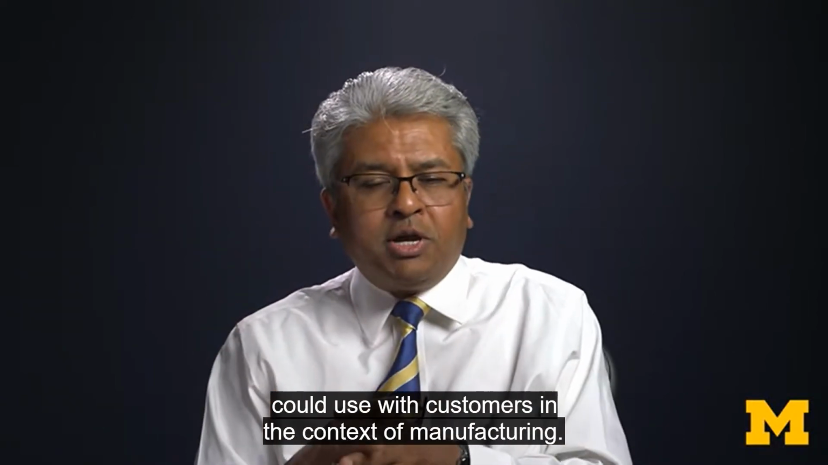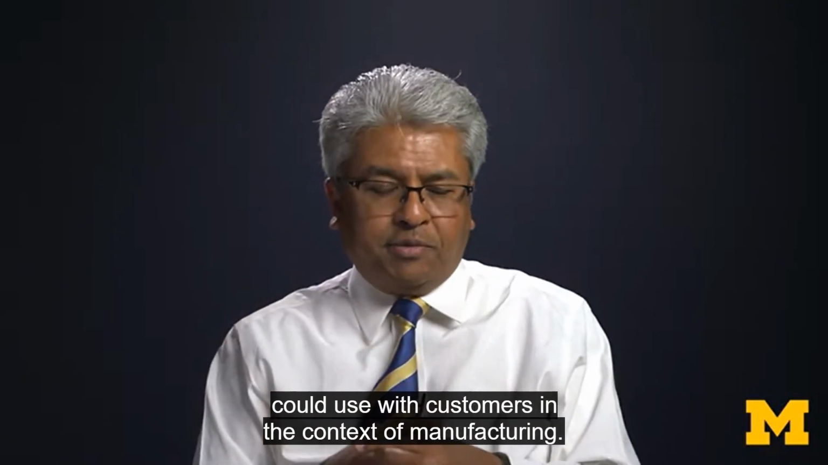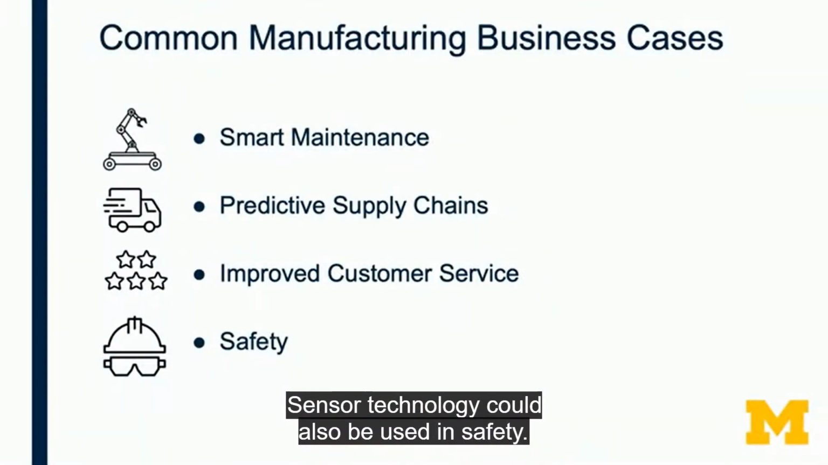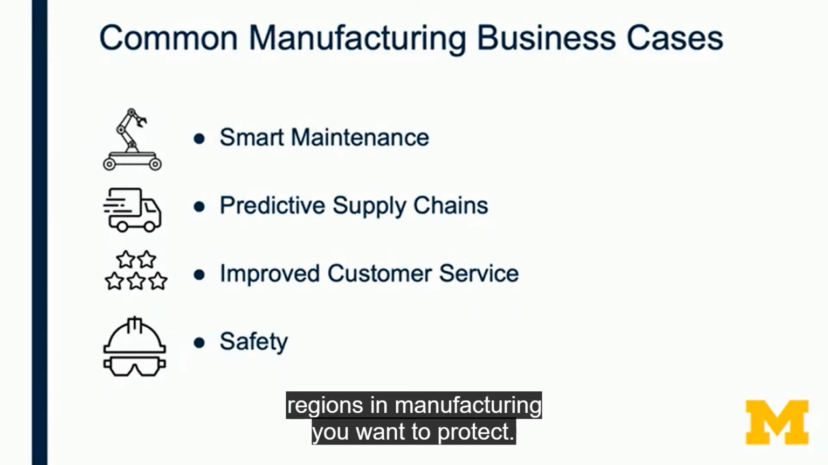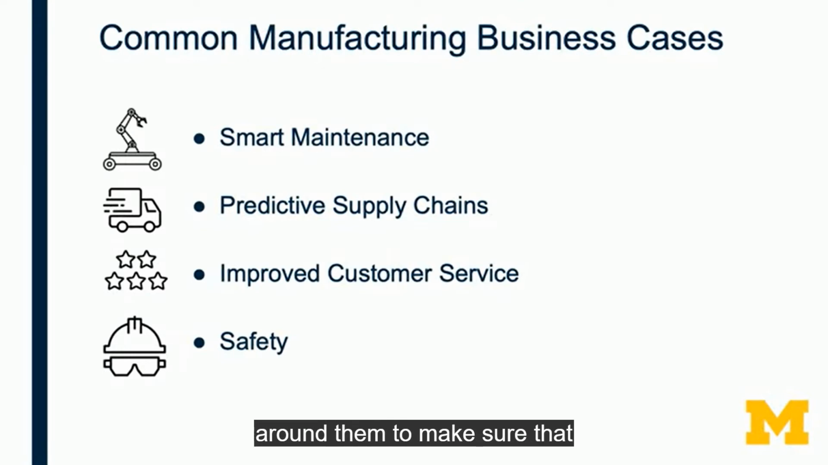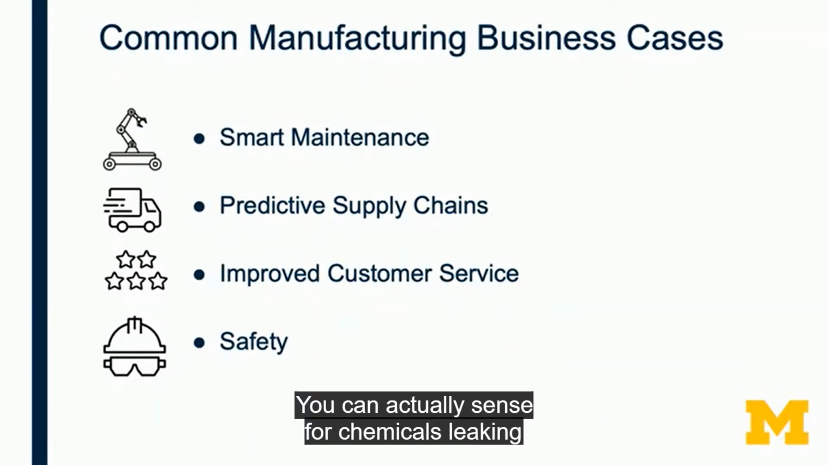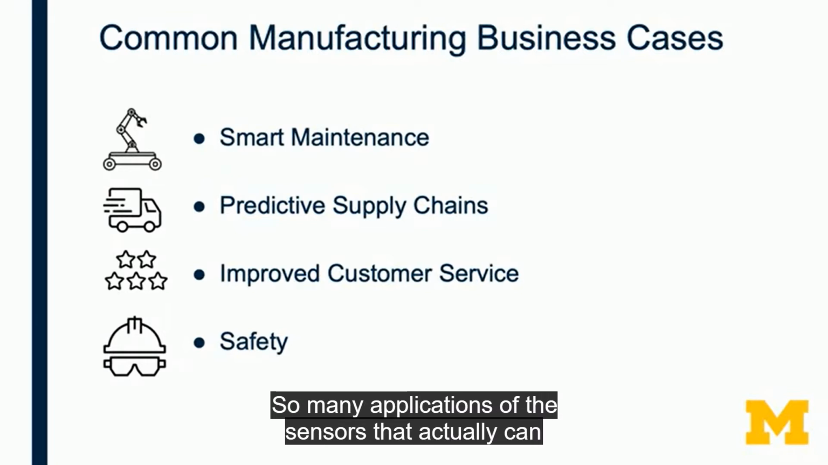Sensor technology could also be used in safety. For example, there are regions in manufacturing you want to protect. You could put sensors around them to make sure that people don't get into that area. Or you can sense for chemicals leaking, or you can sense for some gas leaking. So many applications of sensors can improve the overall safety in a manufacturing context.